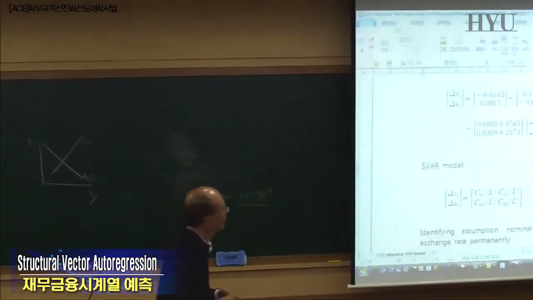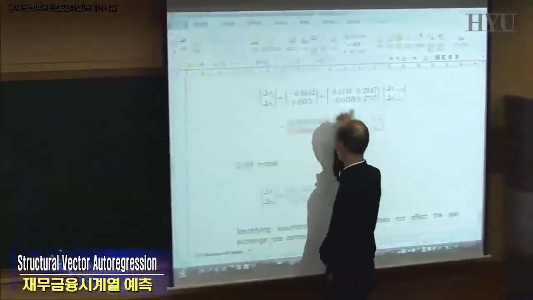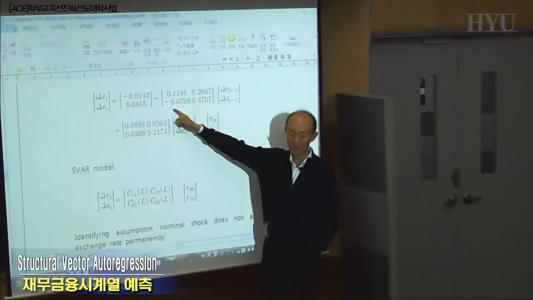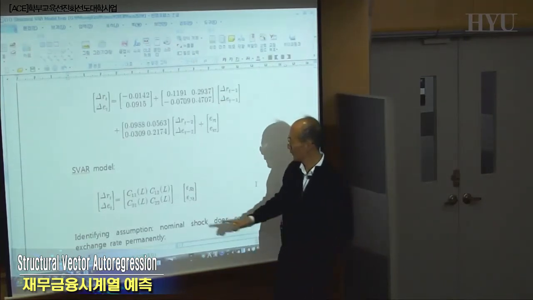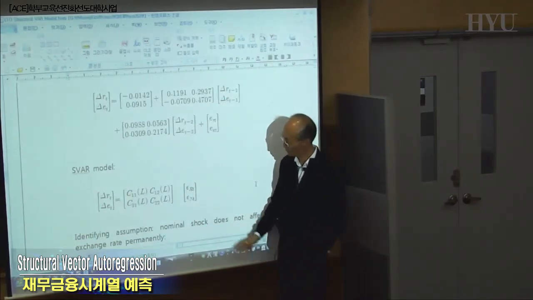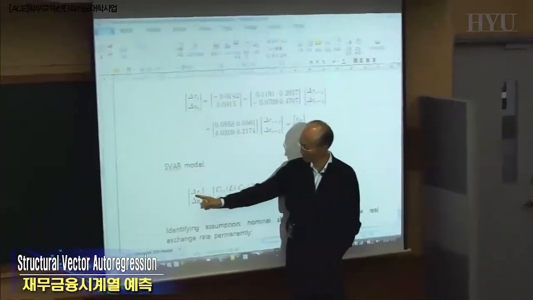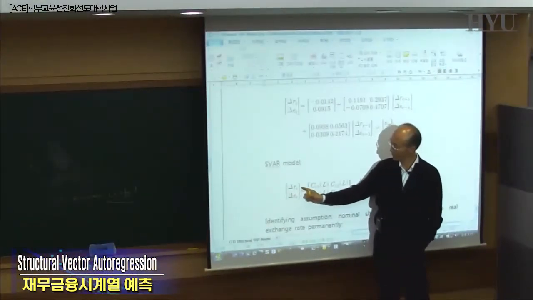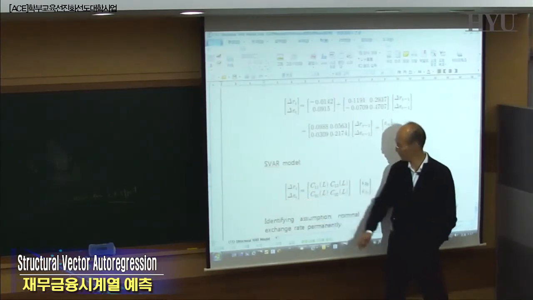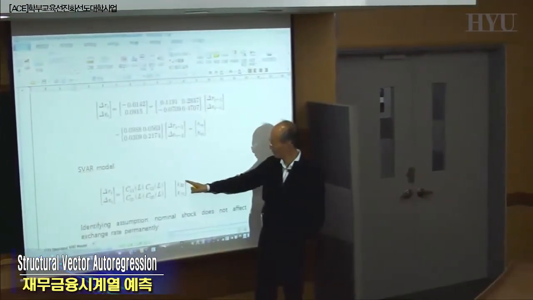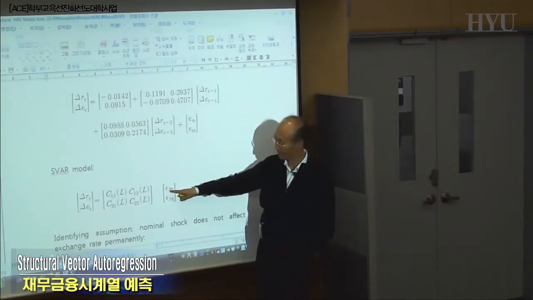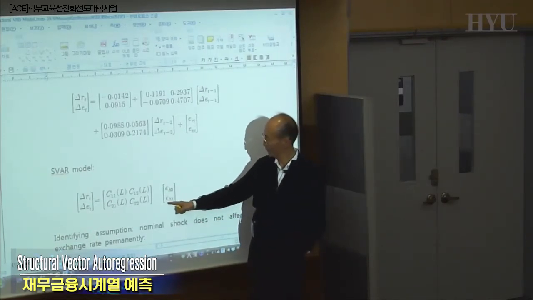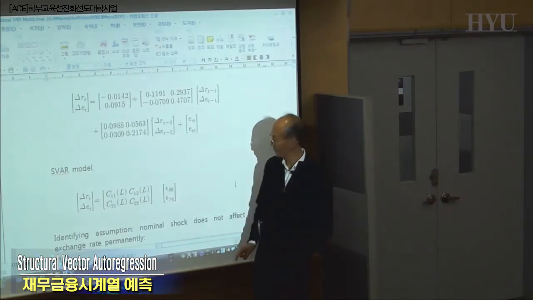So this is the result, VAR2, and we can rewrite it in terms of companion form. And this is our structural VAR model in this setup. This is the rate of change of real exchange rate, and this one is for nominal exchange rate. The first shock, I assume this is a real shock. The second one, nominal shock.